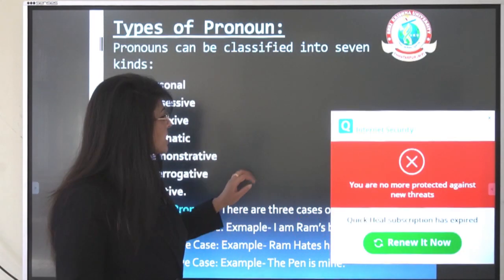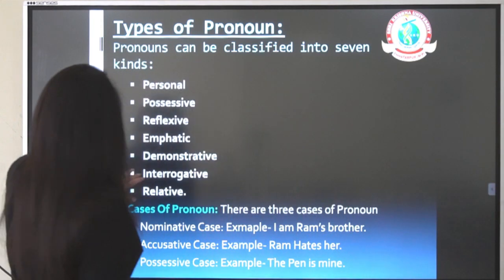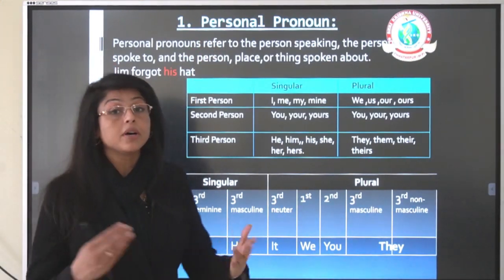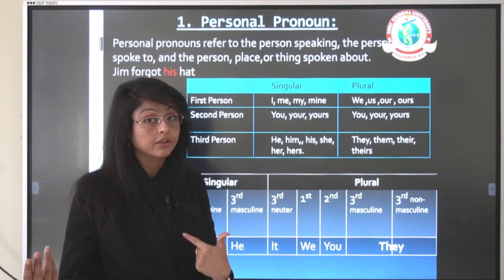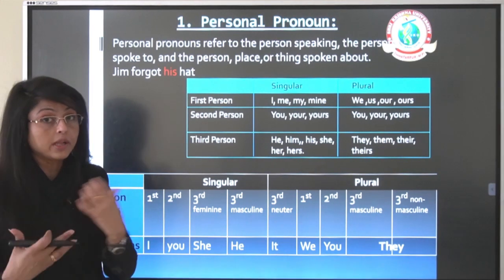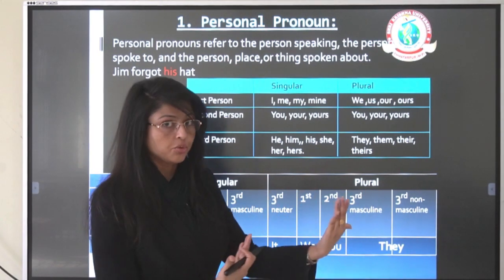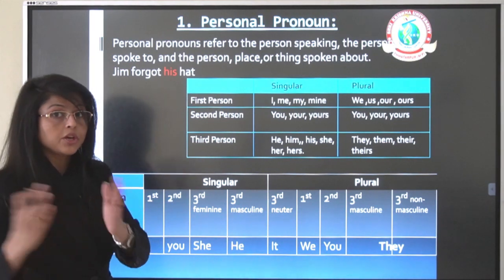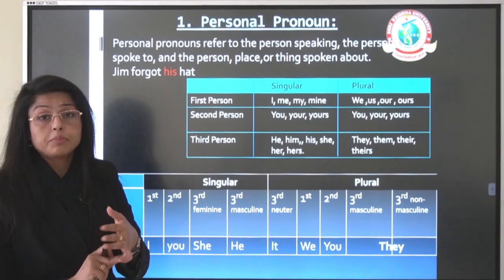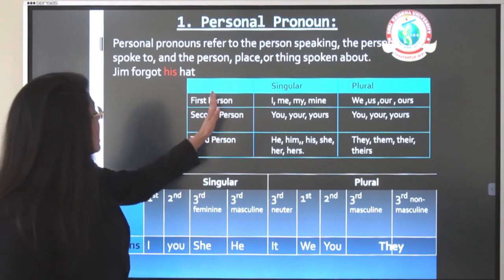Come on, now let's go ahead and see what the first personal pronoun is. The personal pronoun refers to the person, as I told you: the first person, second person and the third person. First person is the one who is speaking, who is doing all the talk. Second person is the one who is listening, to whom you are speaking. And third person is about whom you are speaking. It could be a thing, a person, a place, an animal, a non-living thing, anything. So this is how you differentiate here.